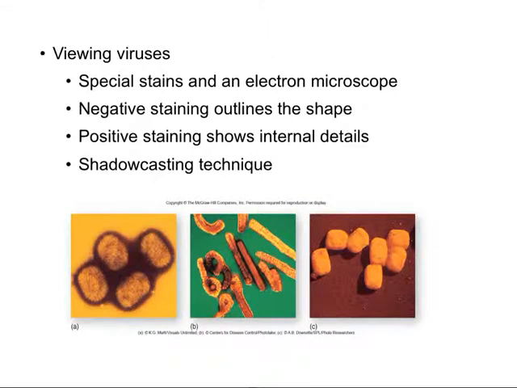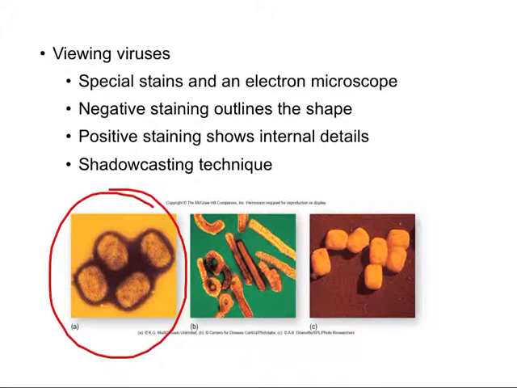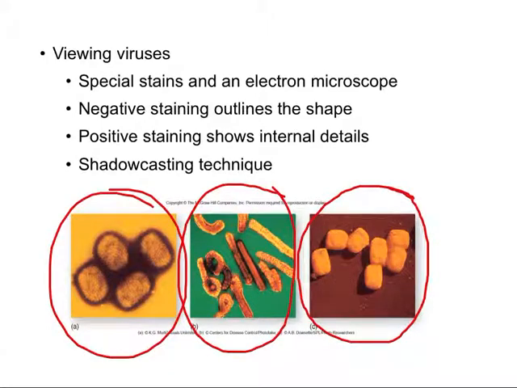Viewing viruses brings up a whole other set of special circumstances. They're so small that they cannot be seen through a light microscope, so they require special stains as well as an electron microscope. We looked at some of these techniques earlier in the semester, but negative staining can be used to outline the shape. Positive staining can show some of the internal details. And then shadow casting technique is another technique that's used to view viruses.